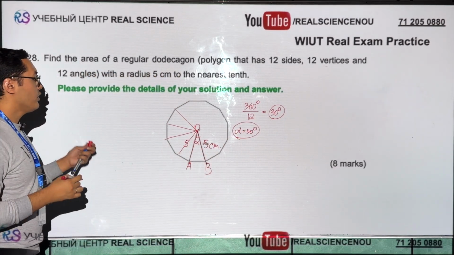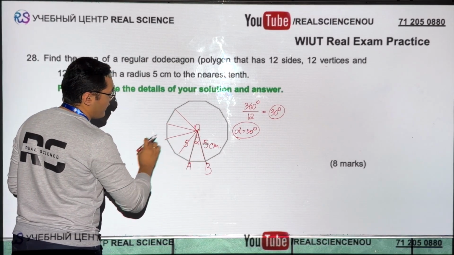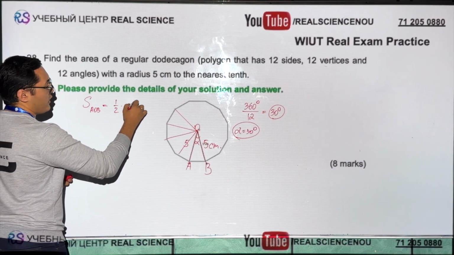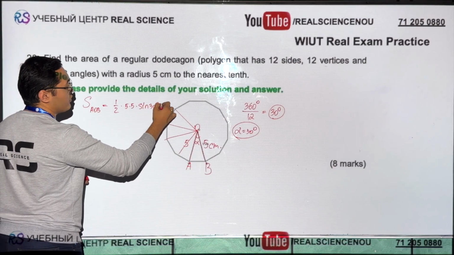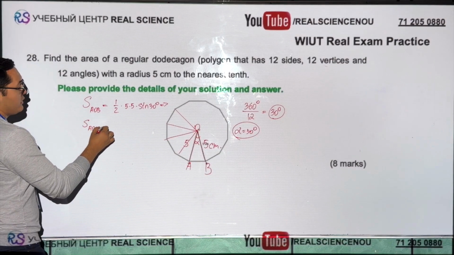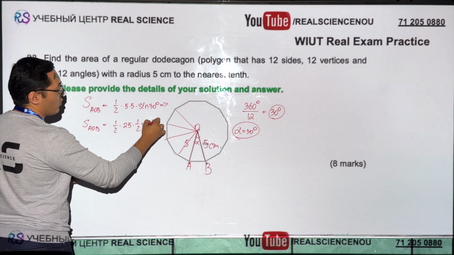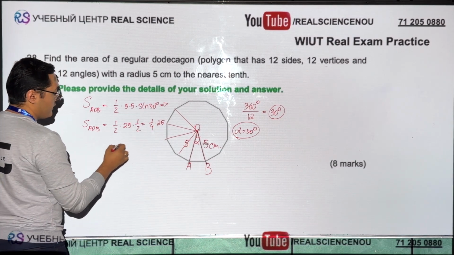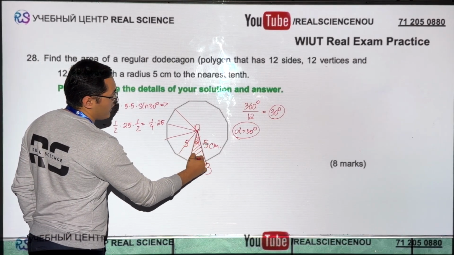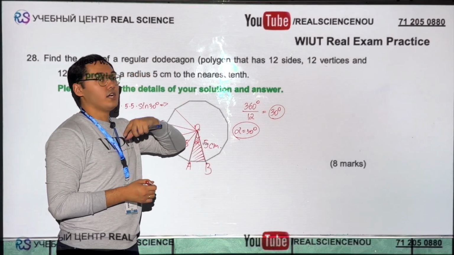And how do we find the area of a triangle AOB? If we know two sides and the angle between them, the formula is 1 over 2 times 5 times 5 times sine of 30 degrees. So that's just going to give us S of AOB is equal to 1 over 2 times 25 times 1 over 2, which is 1 over 4 times 25, which is 25 divided by 4. But now we have found only the area of one of them. We need to find the area of a regular dodecagon, the whole thing.